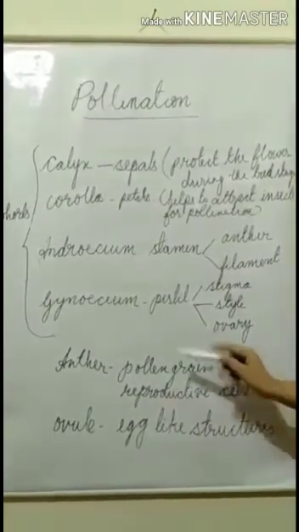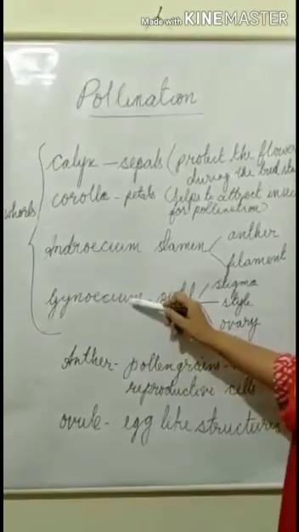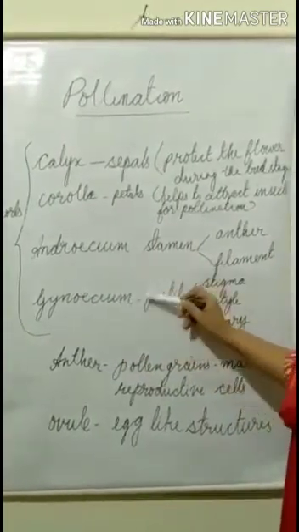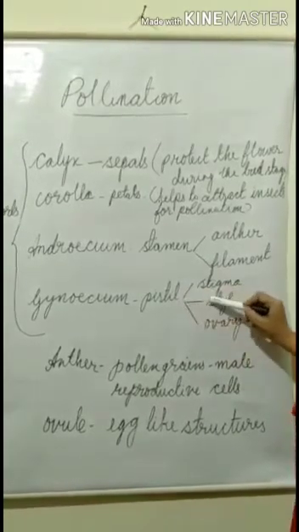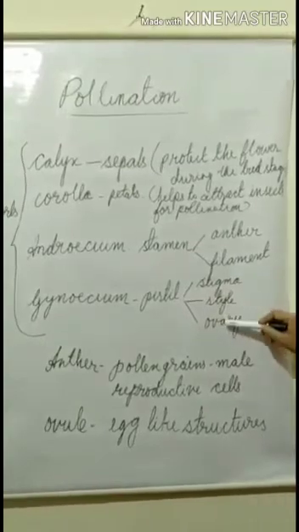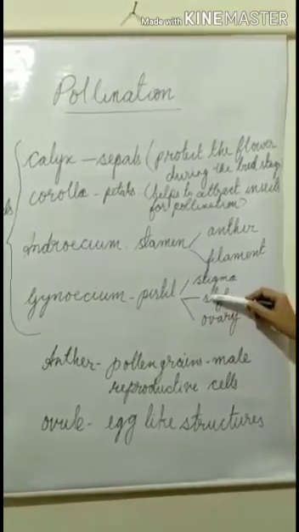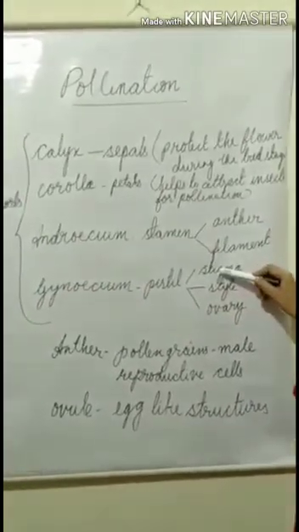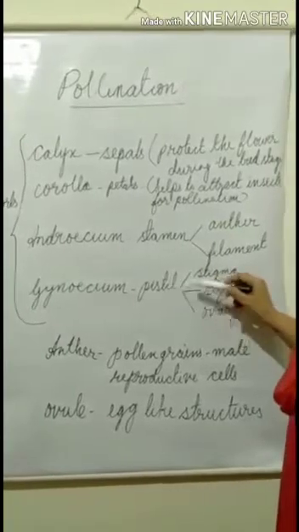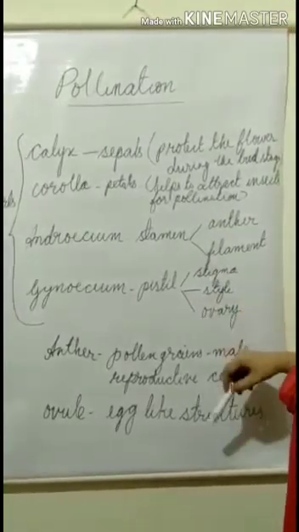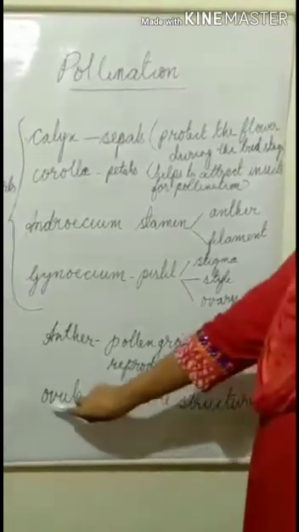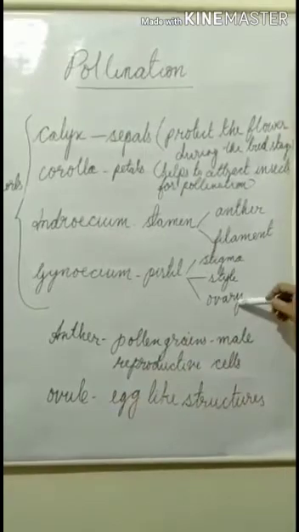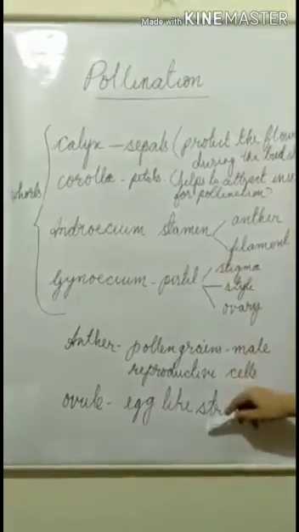And the fourth wall is gynoecium. Gynoecium consists of pistil. Pistil has three parts: stigma, style and ovary. Style connects the stigma and ovary, and stigma is the sticky part of the pistil. Ovary consists of egg-like structures called ovules. These are the four walls of a flower.